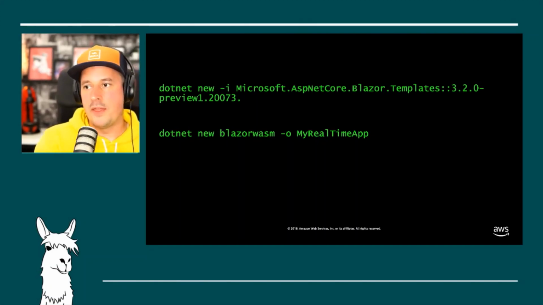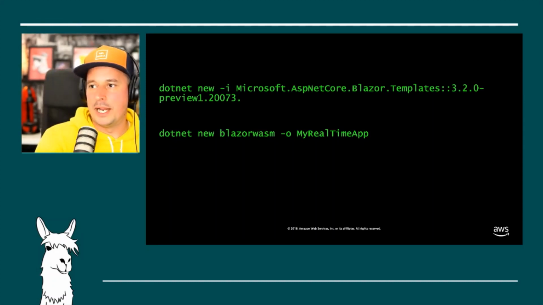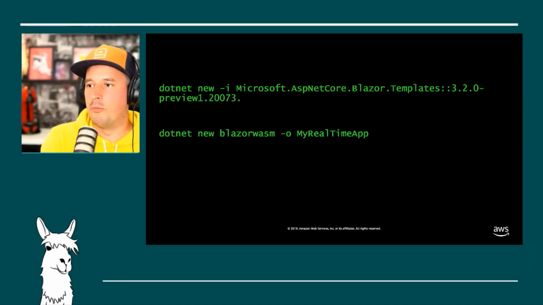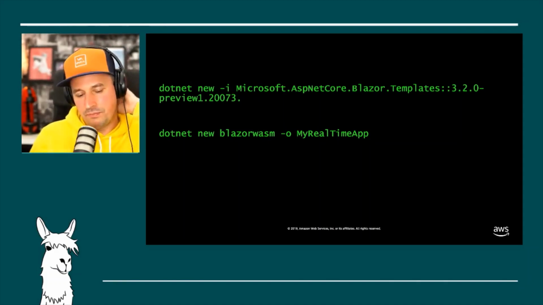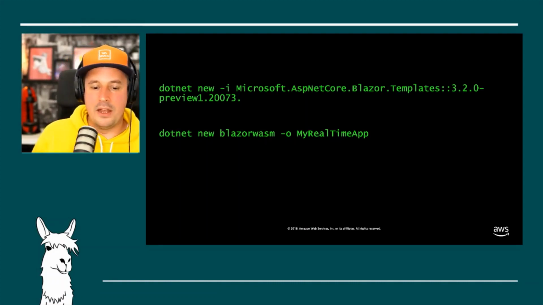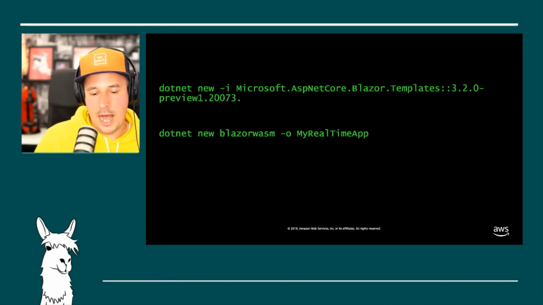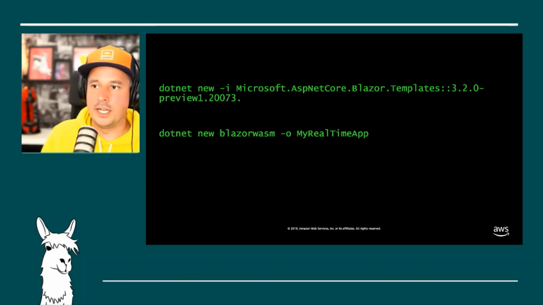using when I created it, and then I created a new Blazor WASM application, so Blazor WebAssembly application, and called it my real time. So these are the two commands that you'll need to run to basically install the Blazor templates, and then instantiate a Blazor WASM application. It will give you like a boilerplate application.